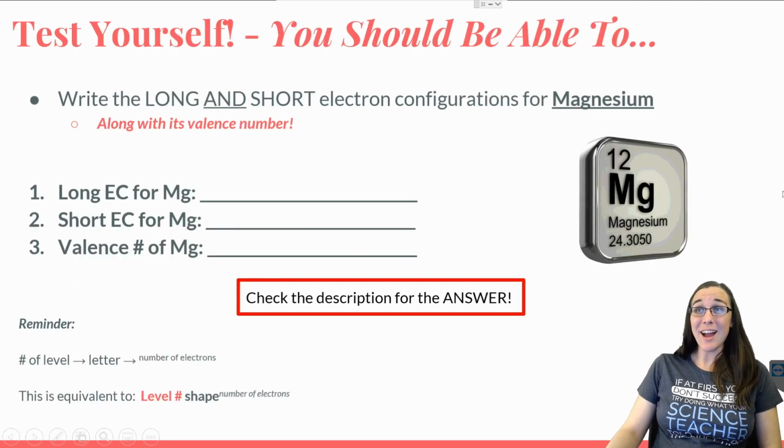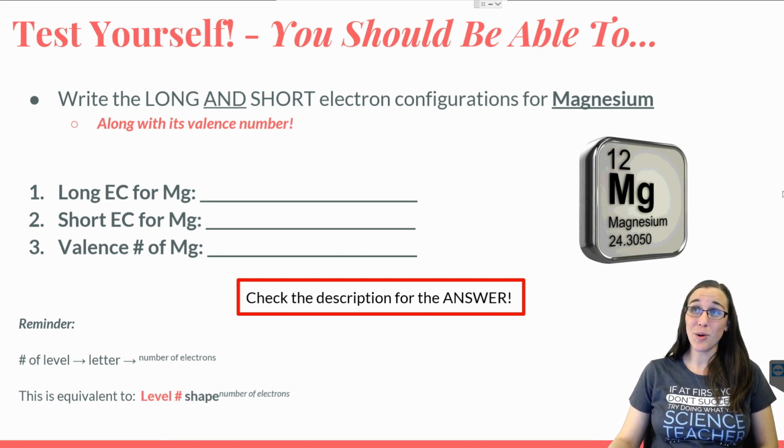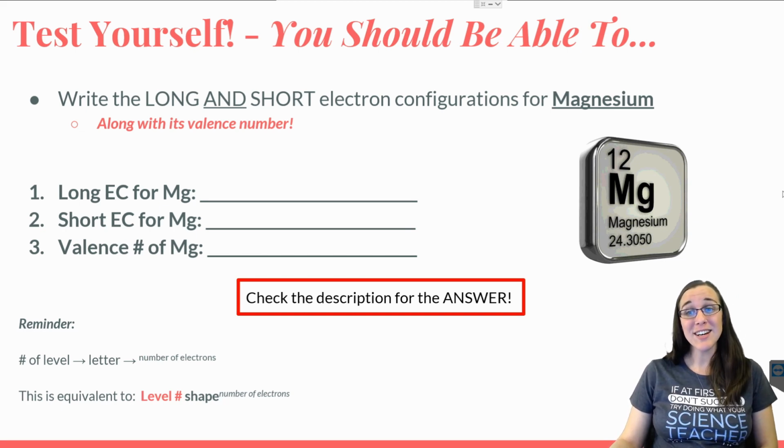All right, now you should test yourself. You should be able to now at this point write the long and short electron configuration for magnesium. And you should also determine the valence number of magnesium and the charge that magnesium should become based off of that valence number. Check the description for the answer.